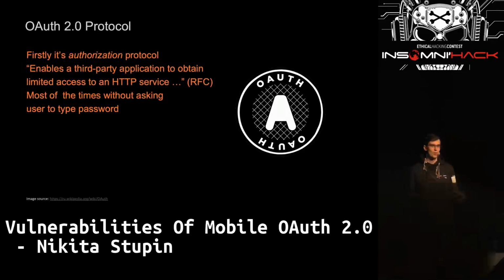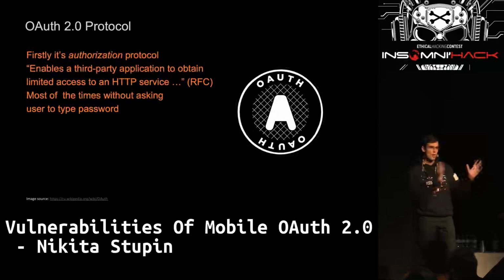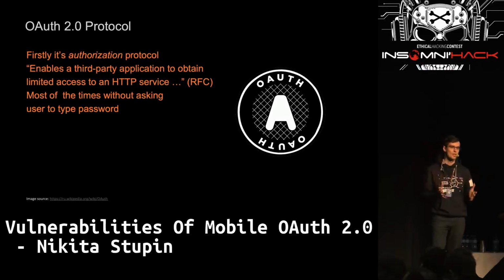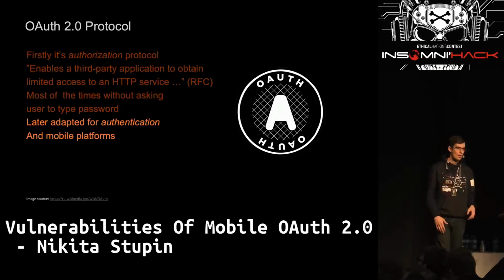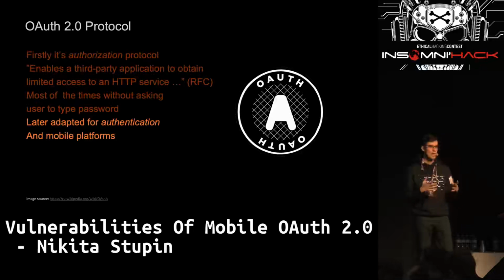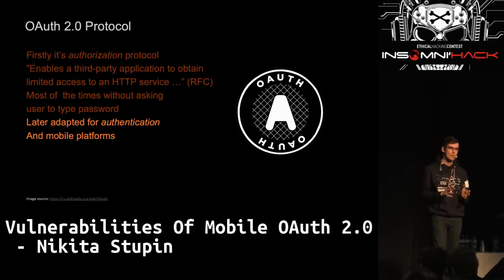The OAuth protocol is a protocol by which a third party can obtain access to user data, and usually it's done without asking the user to enter their password and credentials. But later, it was adapted for authentication and mobile platforms. And since authentication is a more complex process than authorization, and mobile is different from browsers, vulnerabilities arose.